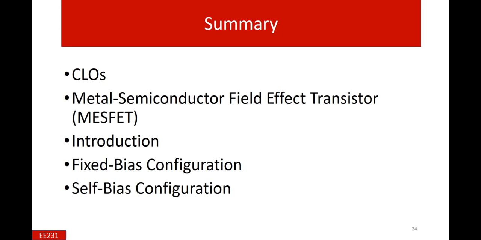For the fixed bias configuration, we require at least two DC sources for DC analysis, and there are two methods to find the drain current and the voltage VDS, and the source terminal is also connected to the ground, so VS is 0. But next is the self-bias configuration. The fundamental difference between these two is that we are using only one DC source for the self-bias configuration, and for biasing purposes we are using the resistance RS, which is connected to the source.